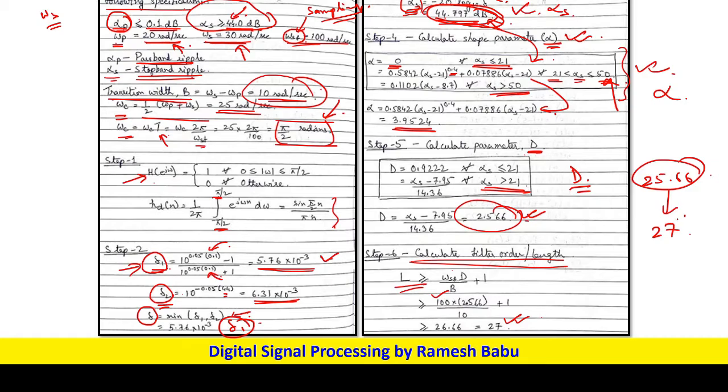So designing a filter with a length which is odd will be easier for us. Even if it is 25.66, I could have taken it as 26, but I would have preferred to take 27 instead of the 26 value. Because then I will be designing the type 1 filter, and the design of the type 1 filter is one of the easiest methods, or it is quite easier, right?